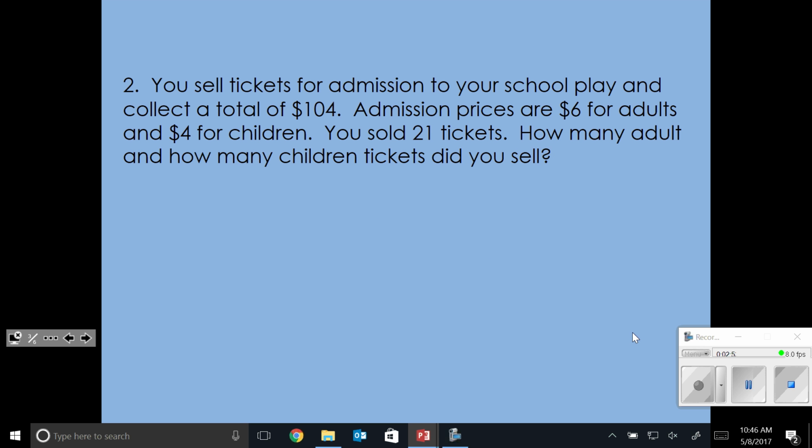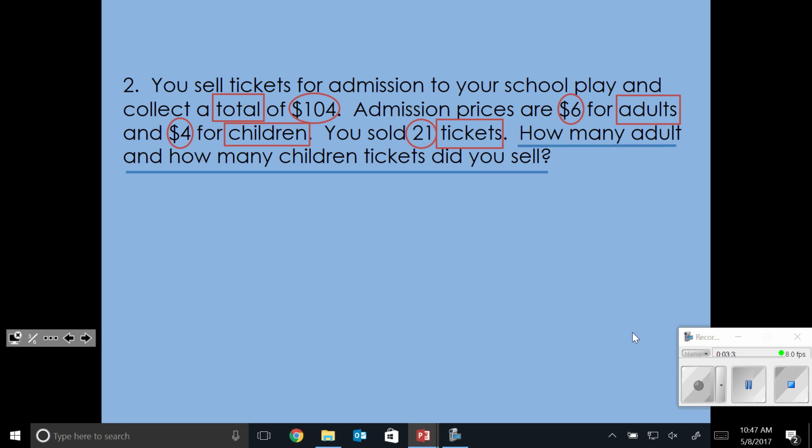Example 2 on your notes. You sell tickets for admission to your school play and collect a total of $104. Admission prices are $6 for adults and $4 for children. You sold 21 tickets. How many adults and how many children tickets did you sell? So let's first circle the numbers. This is what you should have circled. Then we're going to underline the question. Finally, let's box important information.